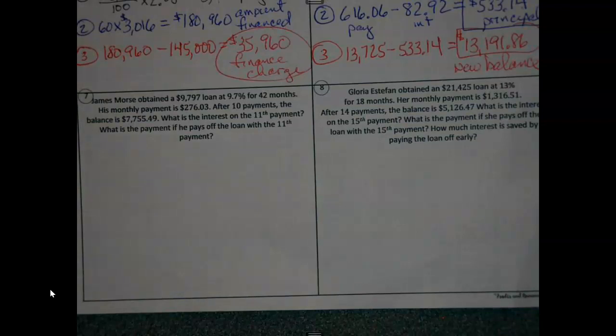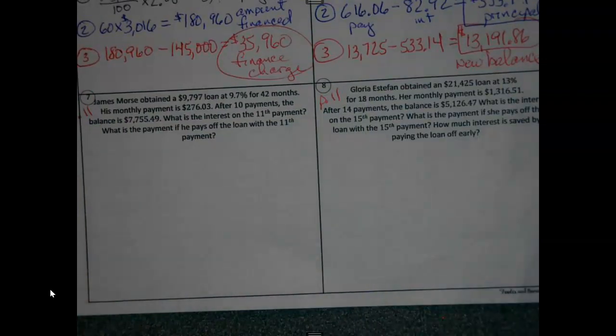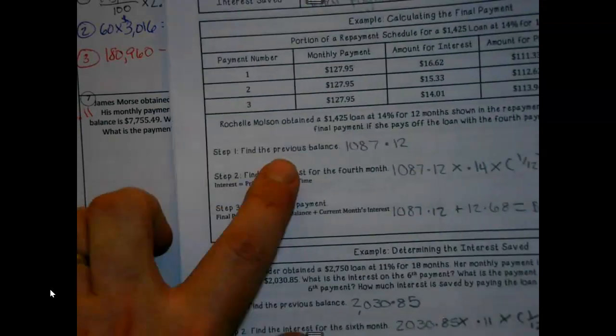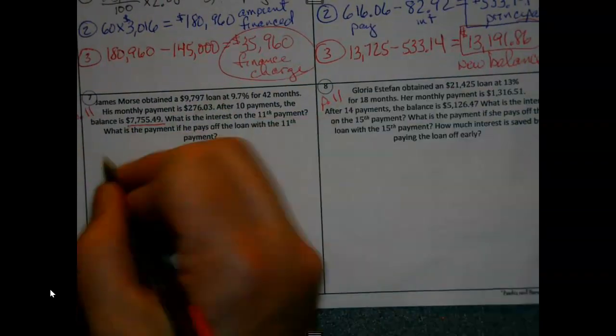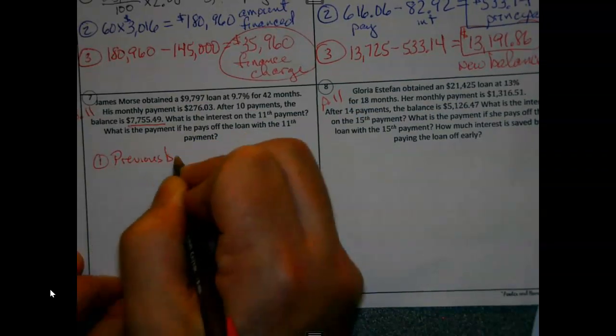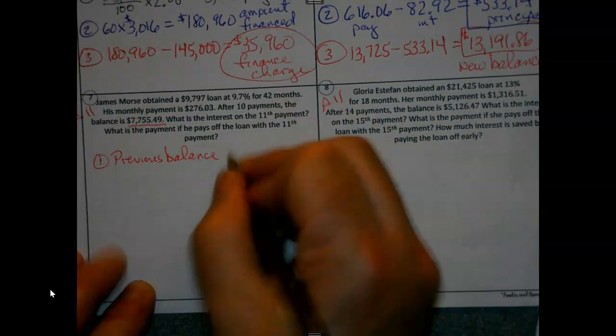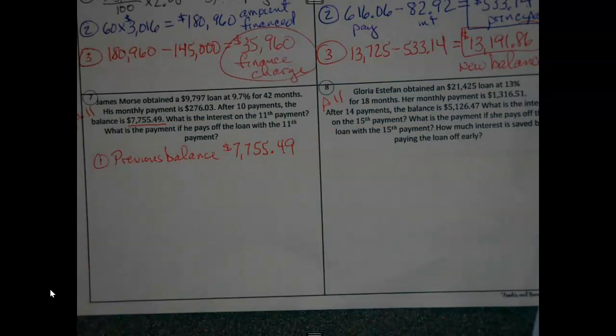So our last would be paying off our loans, which is over on page 11 of your packet. So if I'm looking first, I've got to find the previous balance. Okay, after 10 payments, the balance. Okay, there's my previous balance. I've got to know how much I started this month with owing. So I've got that.